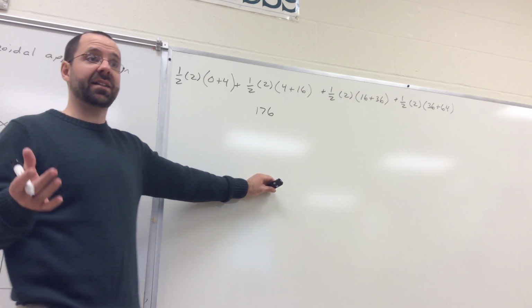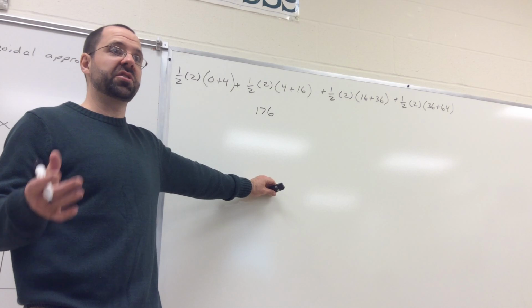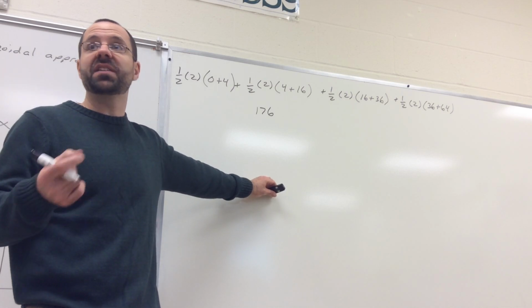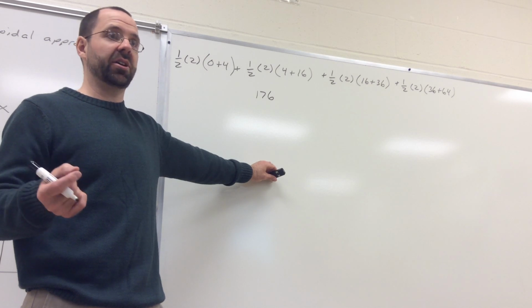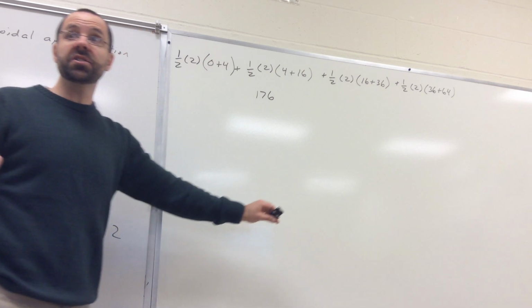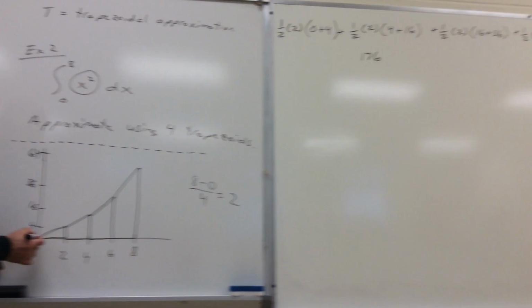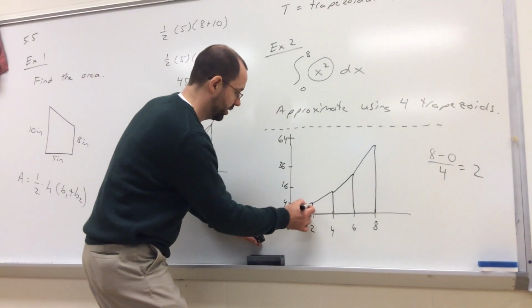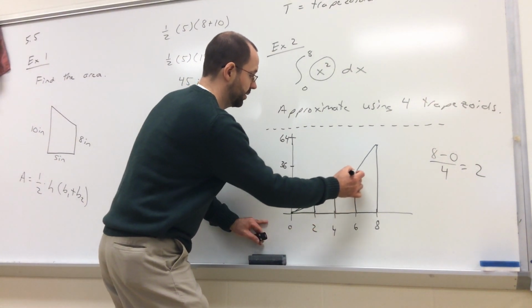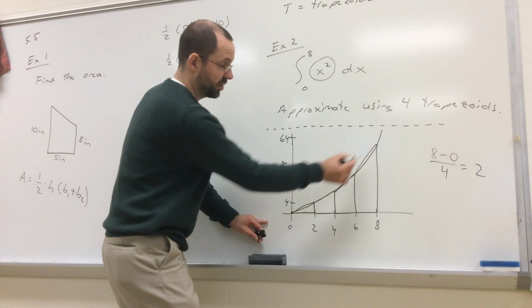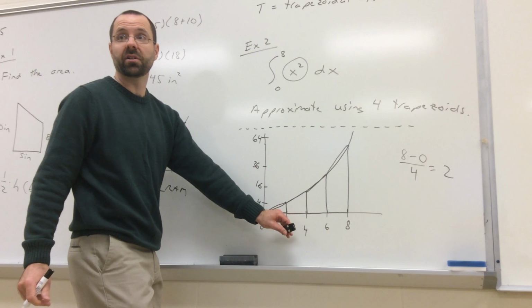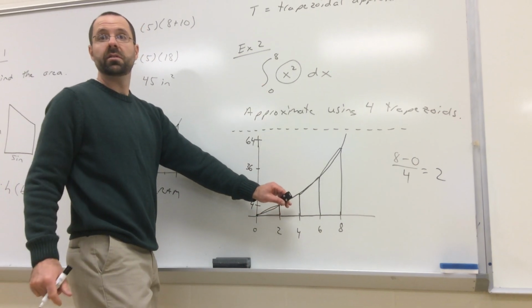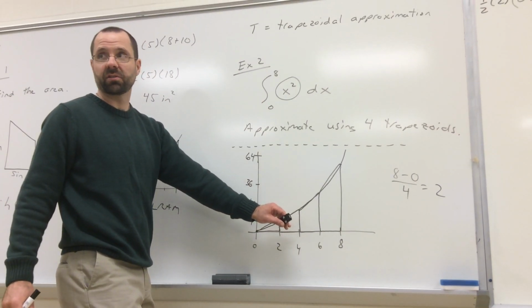Okay, so this is not super hard. It's just adding up a bunch of trapezoids instead of adding up a bunch of rectangles to approximate the area under a curve. And it is just the approximate area, right? Because this curve would actually look like this. So there's some error. It's not the right answer to the integral. It's an approximation to the integral.